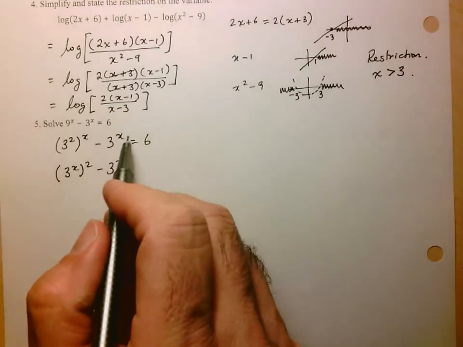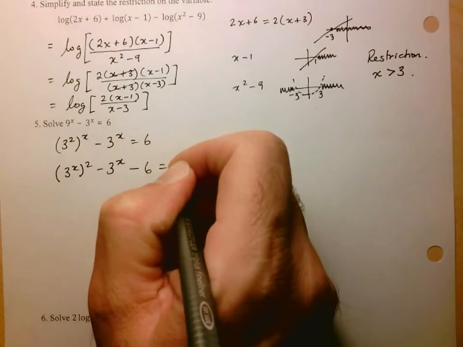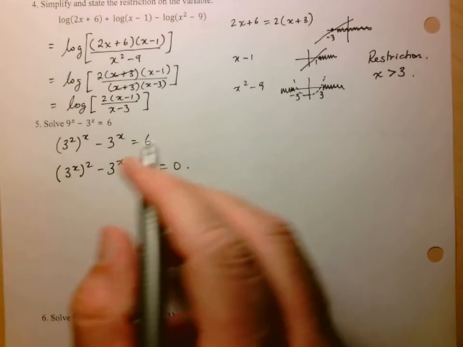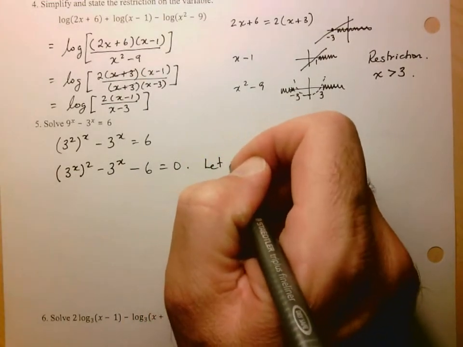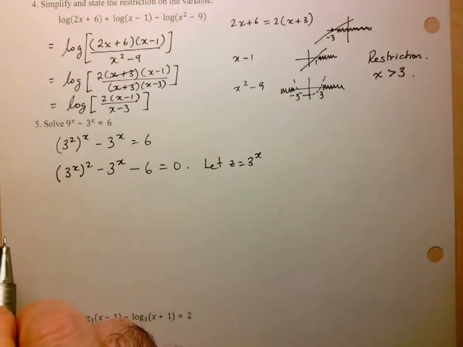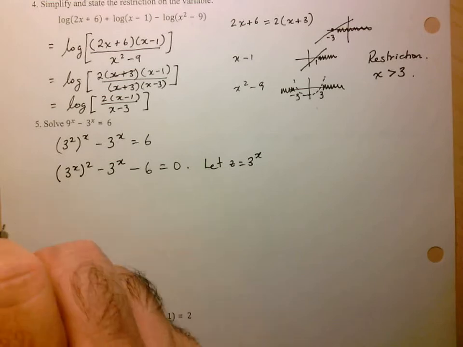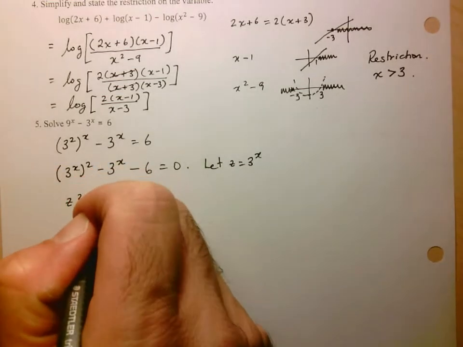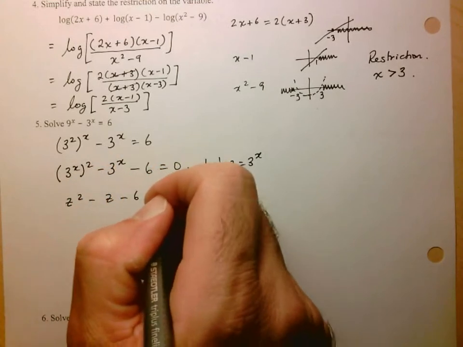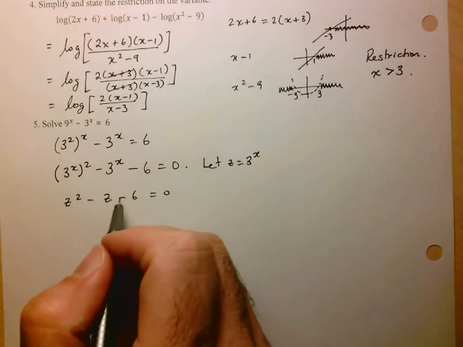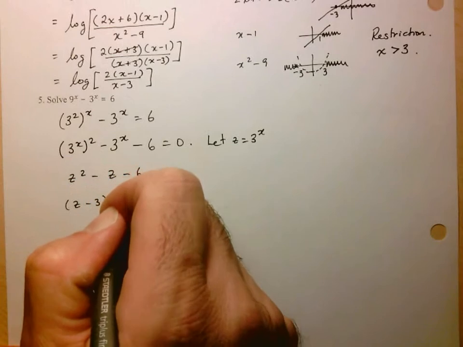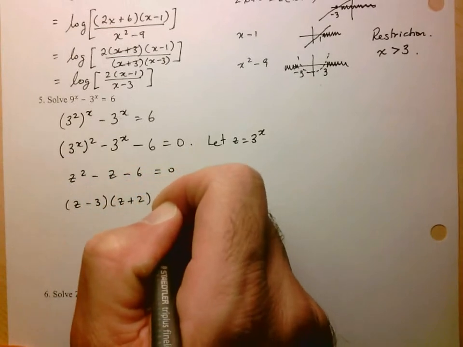So right off the bat, I know I'm going to bring my 6 to the other side, equal to 0, so I get something that looks like a quadratic equation. So I'll use the old trick again. At this point you may be able to solve these problems without doing this change of variable, but it's a good idea just to be sure. So I'm going to rewrite this now as z squared minus 1z minus 6 equals 0. And this is really nice because it's factorable. So it's (z minus 3)(z plus 2) equals 0.